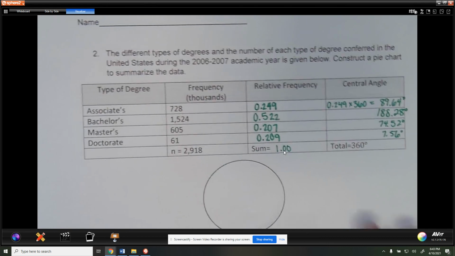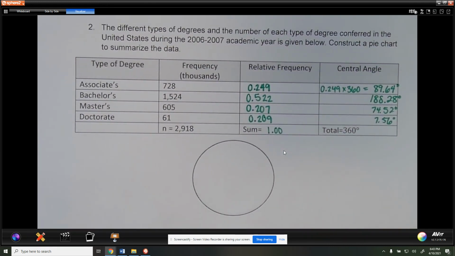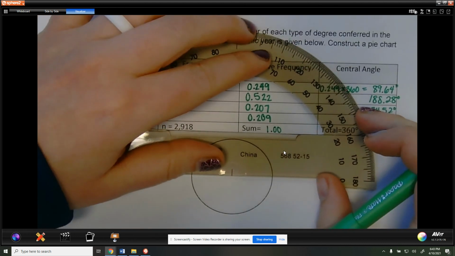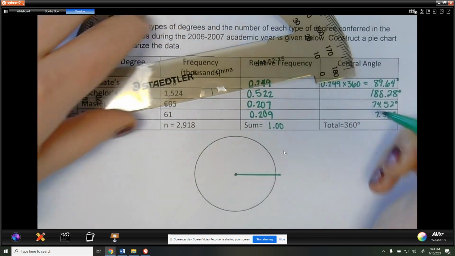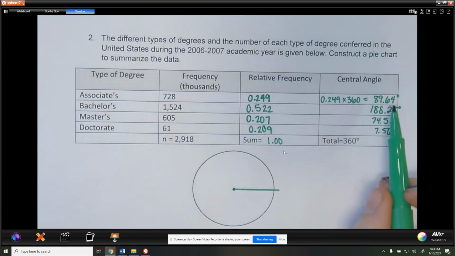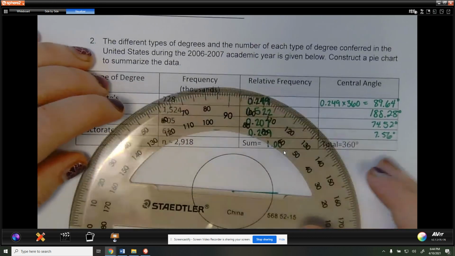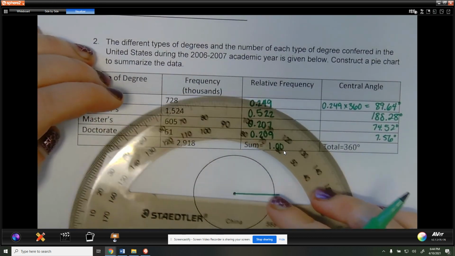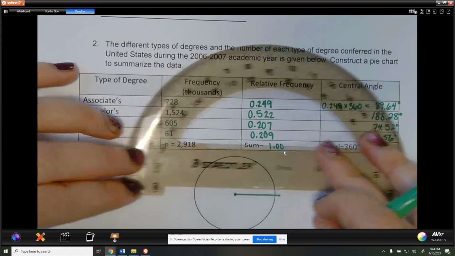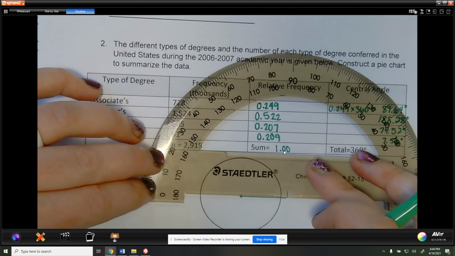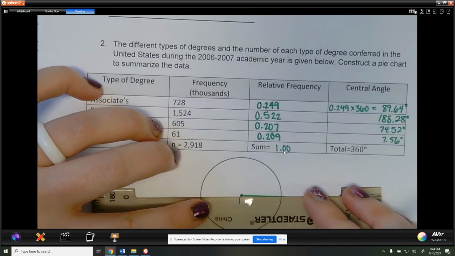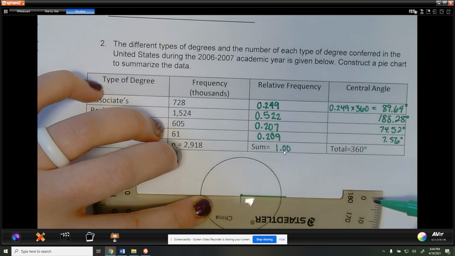So now we're going to use a protractor. How I like to do this is I like to draw a line as close to the center as I can get, right through the middle. So I'm going to say this is the middle right here. All right, so my first group, I'm going to do 89 degrees right here. So I line up my 0 here, that's fine. And this would be 0 degrees.